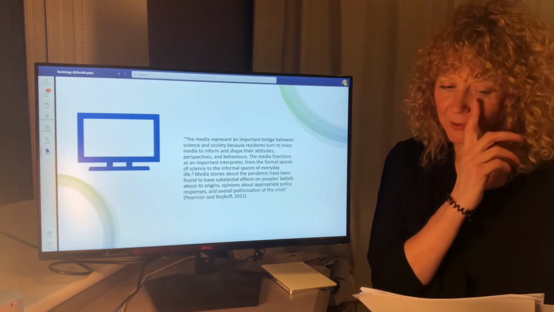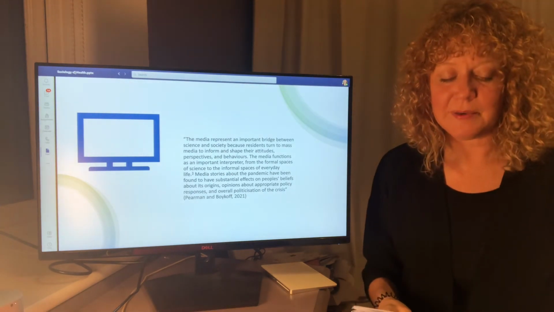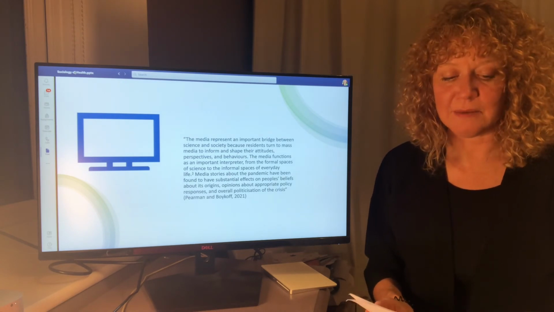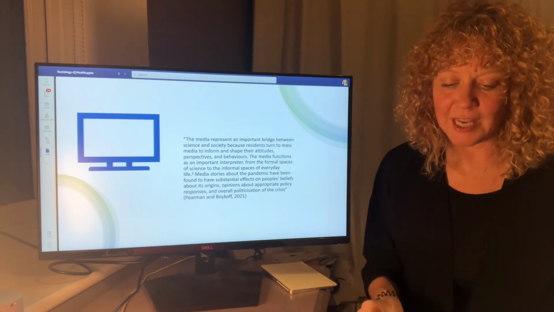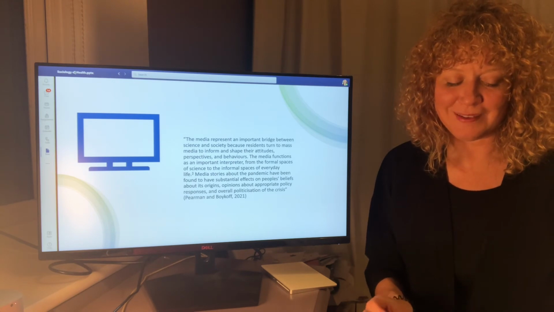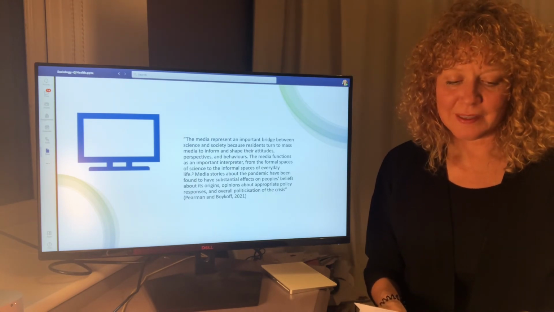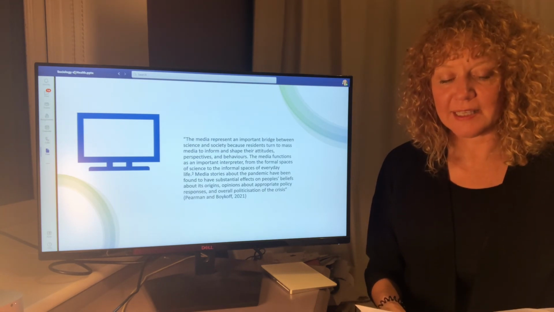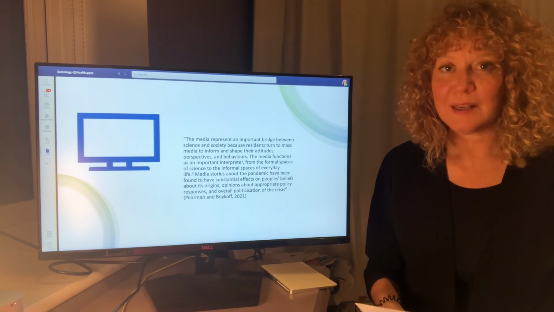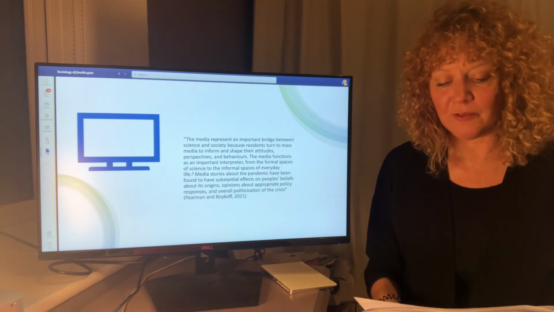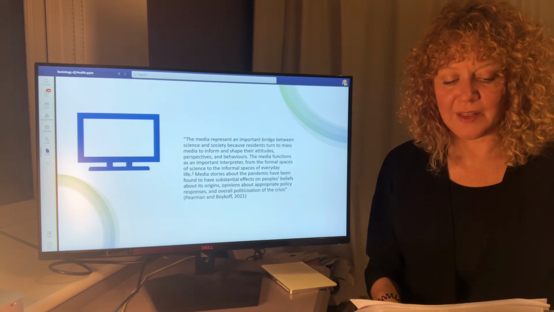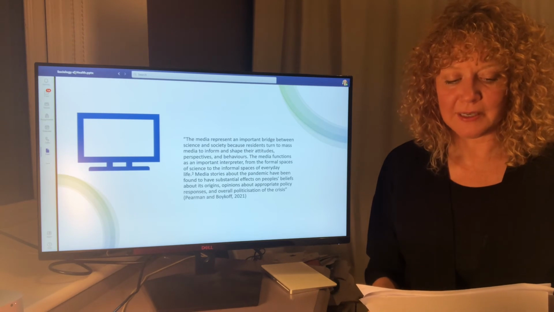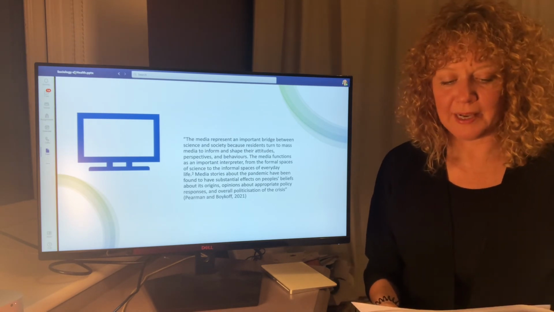2021. The media represents an important bridge between science and society because residents turn to mass media to inform and shape their attitudes, perspectives and behaviours. The media functions as an important interpreter from the formal space of science to the informal space of everyday life. Media stories about the pandemic have been found to have substantial effects on people's beliefs about its origins, opinions about appropriate policy responses, and overall perception of the crisis.